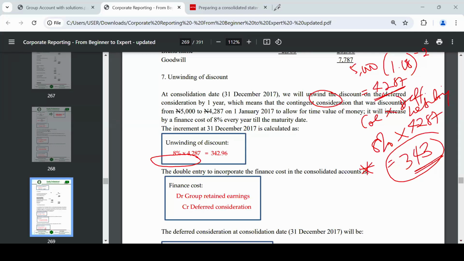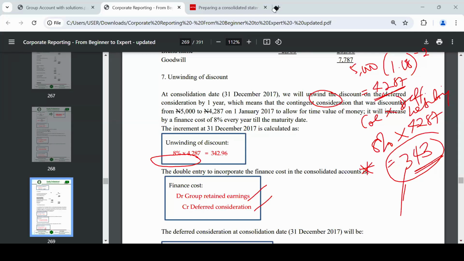Okay, let's move on. So now this finance cost will normally be represented in the profit or loss, but because we are dealing with financial position, I said you will take it to group retained earnings and you will immediately recognize a liability for the group, because it's that of the parent company. Okay? And that is that on deferred consideration.